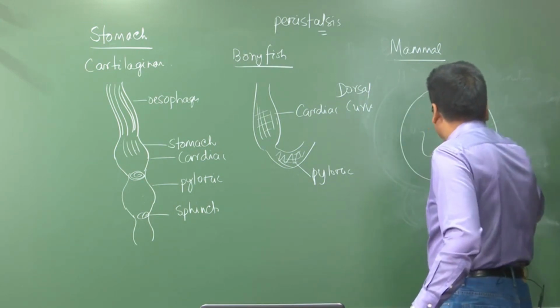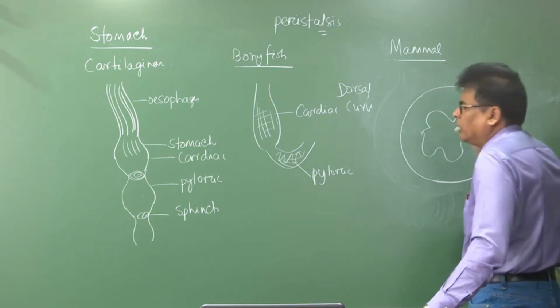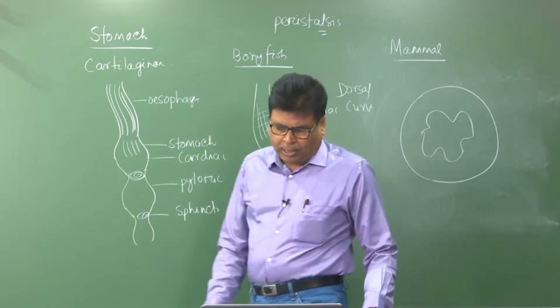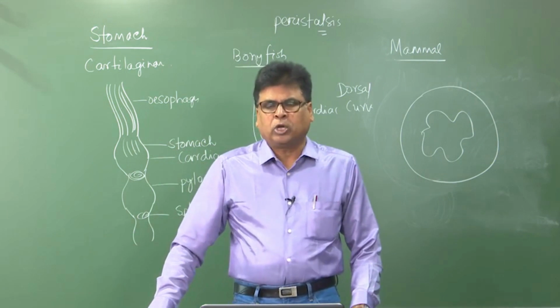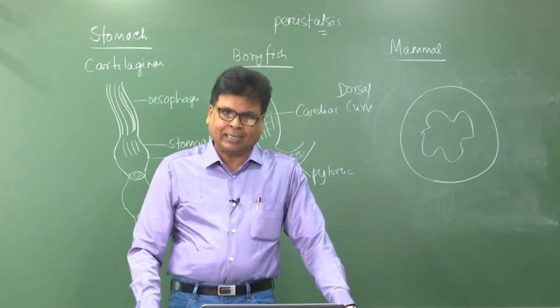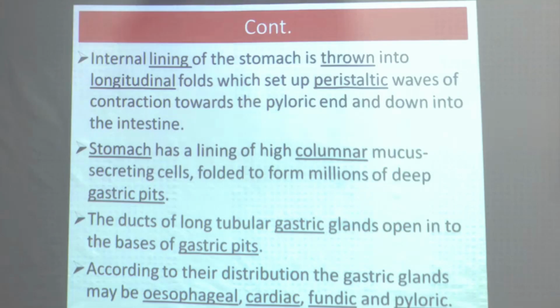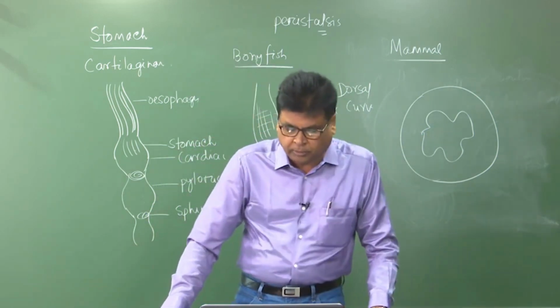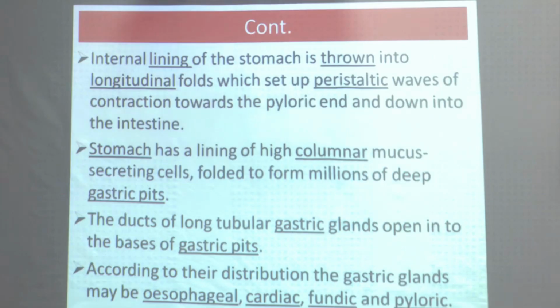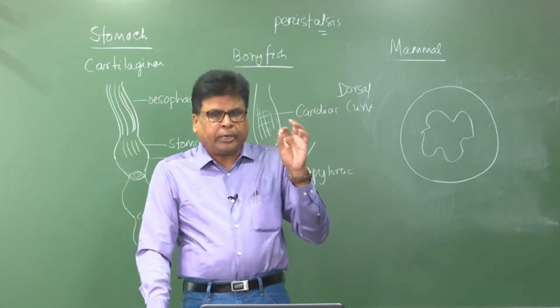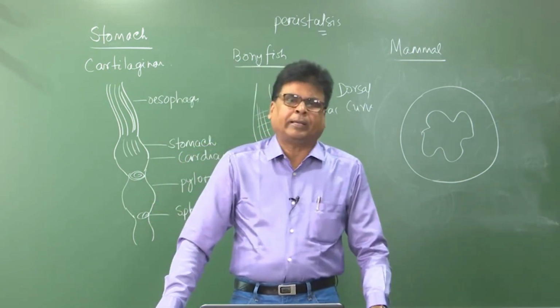These are the mucus region or mucus lining, and these are the deep, that means the folding region. So the stomach has a lining of columnar mucus secreting cells folded to form billions of deep gastric pits. The ducts of the long tubular gastric glands open to the bases of the gastric pits. So they open here, and throughout the stomach there are gastric glands, and according to their location, the gastric glands are of different types.